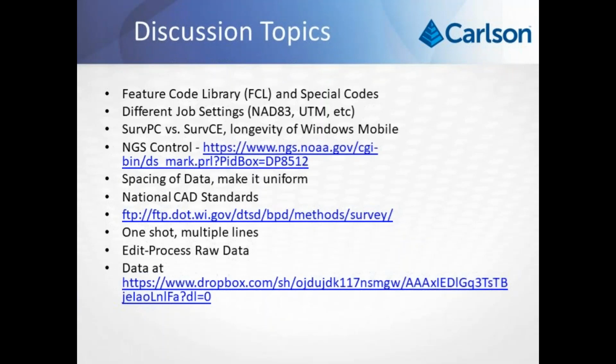So to get started here, I have a lot of material to cover, and we're going to be talking about feature code libraries and special codes. And on this particular project site we'll be talking about here today, I gathered some data in actually different datums, NAD83 and UTM, and we're going to be actually producing data in a low distortion projection system here in a little bit. We're going to talk a little bit about Windows versus Windows Mobile, for example.